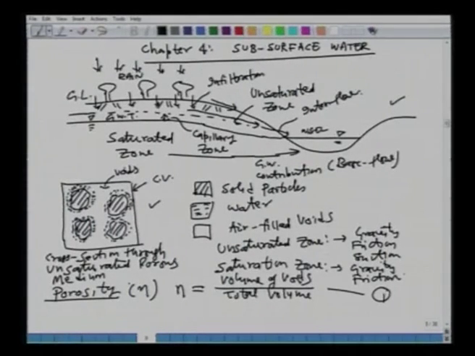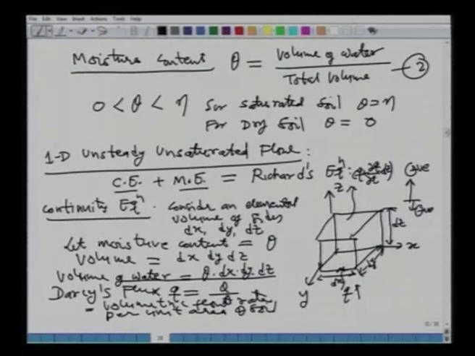Then we defined certain properties of soil, that is porosity, and then we defined the moisture content with this equation, and said that the moisture content in the soil is normally between 0 and eta, the porosity. Then we derived the basic governing differential equation for one dimensional unsteady unsaturated flow, which is called the Richards equation. It is a combination of the continuity equation and the momentum equation, where we looked at the control volume approach shown here, and then applied the continuity and momentum equation.